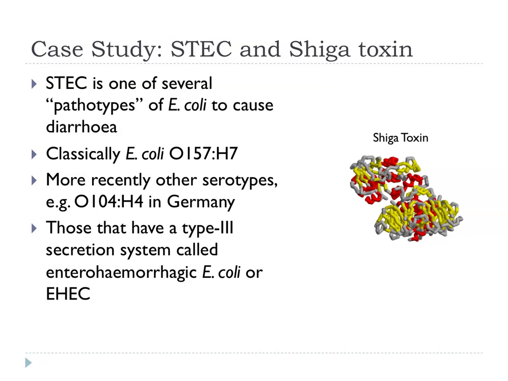But more recently, we've seen the emergence of other serotypes, and some of you may have been aware that over the summer there was an outbreak in Germany with serotype O104:H4. Some of these Shiga toxin-producing E. coli have a type 3 secretion system, a particular dedicated virulence determinant. Those are sometimes bracketed in the term EHEC, or enterohemorrhagic E. coli. Here's just a model of the Shiga toxin. You can see it's got this AB5 structure with an active site and some binding domains.